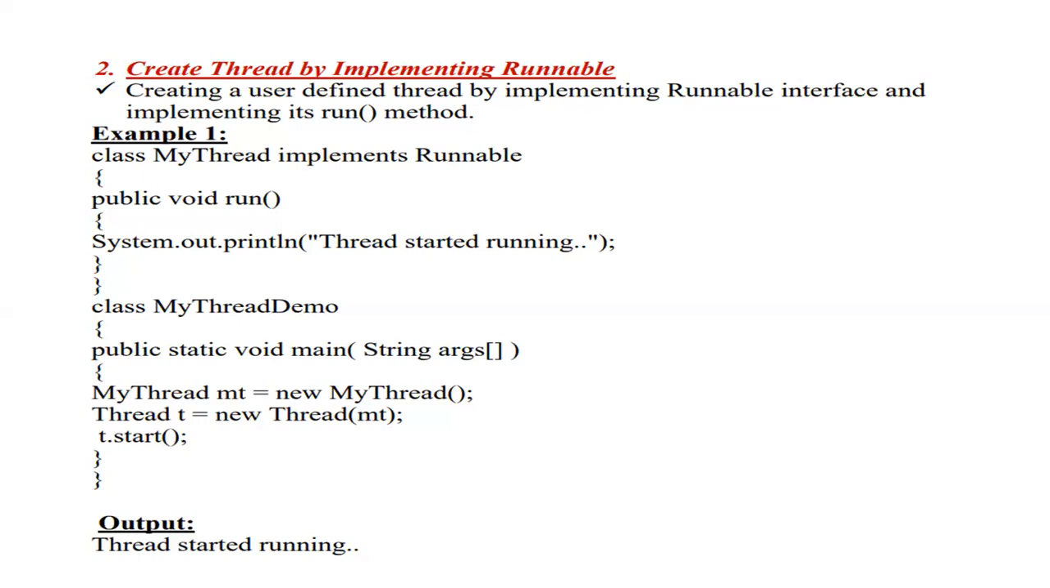This object can be created, and then the object can be passed to the Thread class: Thread t equal to new Thread(obj), the argument is passed here. After that, with the help of the thread class object, we start the thread with t.start(). The output is: thread started running.